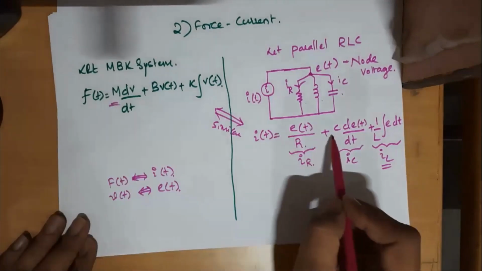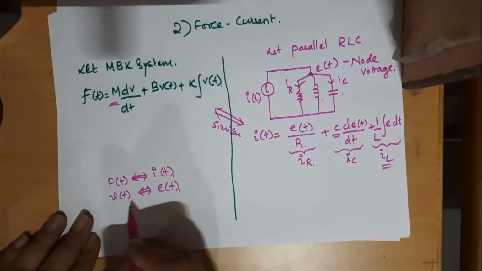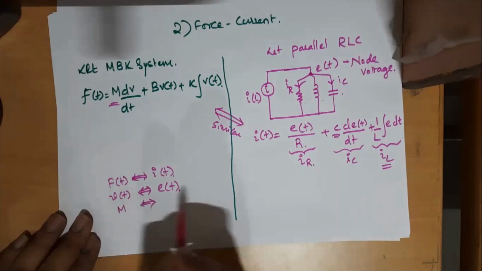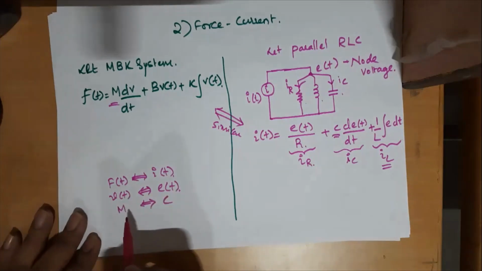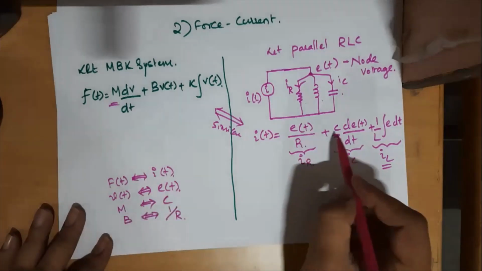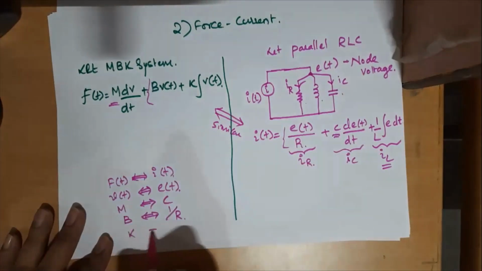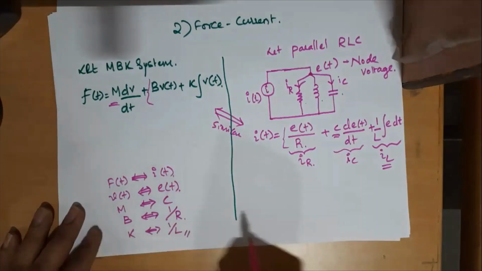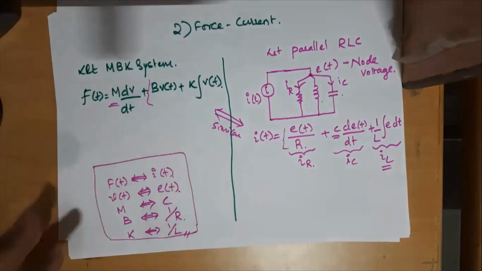Now carefully compare the elements. Okay, so dV by dt and dE by dt. So they are similar equations. So M is equivalent to C. Then B is equivalent to 1 by R, not R. Okay, equivalent to 1 by R. It's not just R. Then K is equivalent to 1 by L. So this is the force current analogy, analogous circuits.